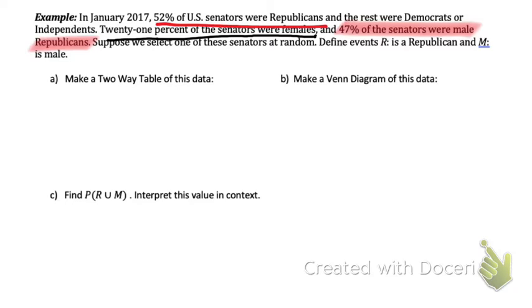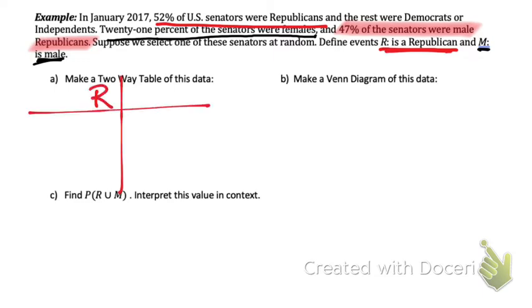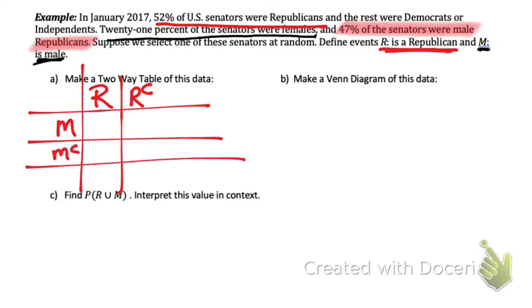We are selecting one of the senators at random, and we're defining R as that they are Republican, and M as that they are male. So the two events defined here are Republican and male. Okay? So here's what we're going to have for our two-way table. We're going to have Republican and Republican complement, and then male and male complement. We will also have our totals for each of those sections.